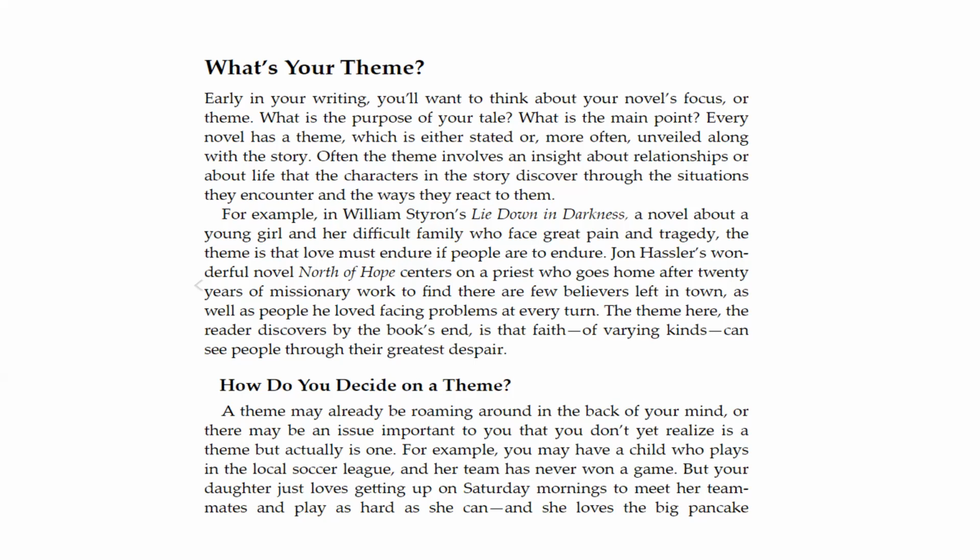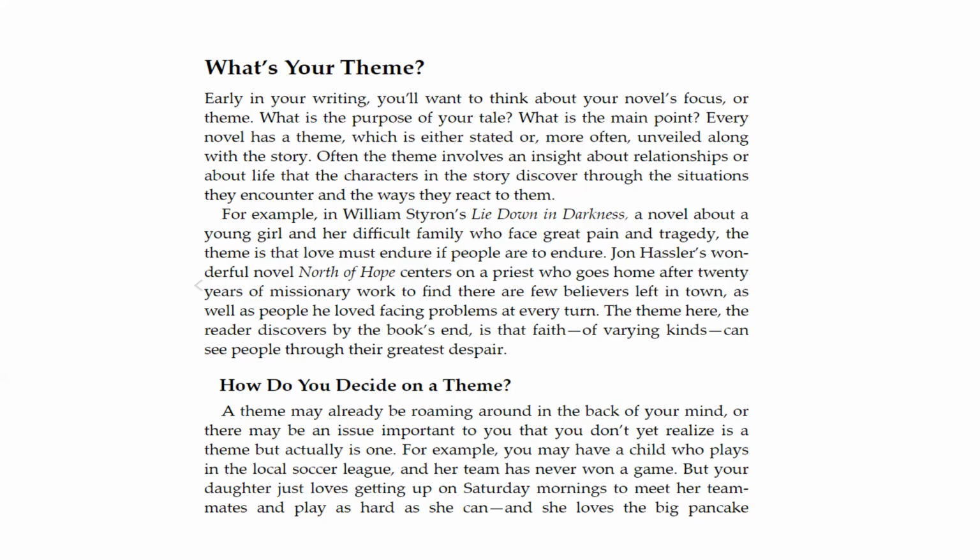Often the theme involves an insight about relationships, or about life, that the characters in the story discover through situations they encounter and the ways they react to them.